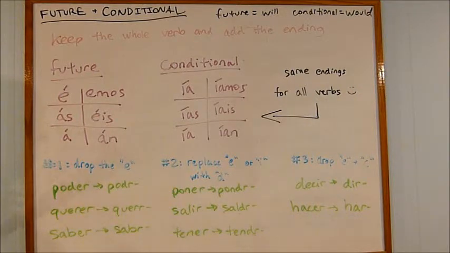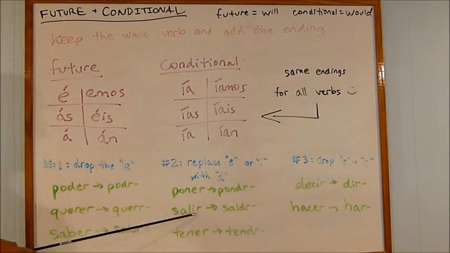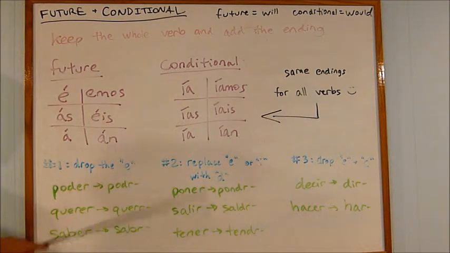So the next set is when you replace the e or the i with a d. As you can see, poner replaces the e from the er with a d. Salir does the same, and tener does the same with the er, ir.